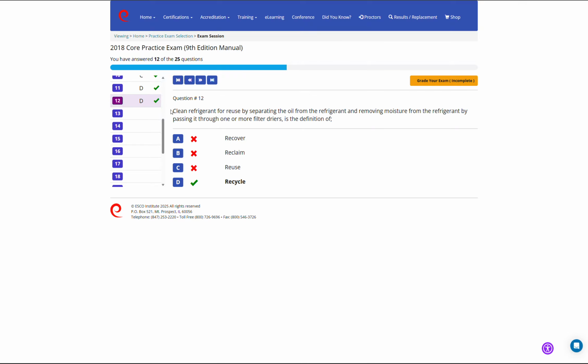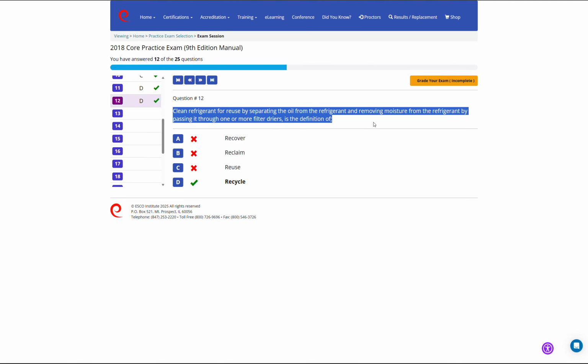But this sounds like recycling: clean refrigerant for reuse by separating the oil from the refrigerant and removing moisture from the refrigerant by passing it through one or more filter dryers is the definition of recycling. Still reclaim, not recycling. The key's in the depth. Recycling's just separating obvious stuff, like oil or air, without fancy filtering. Reclaim uses filter dryers to pull out every bit of moisture and junk, making it pure as new. You're circling close, but the EPA's picky. Those filter dryers scream reclaim. Want to try a question on this to lock it in? Gotcha. Okay, let's continue. Apparently, they made a mistake on this one.